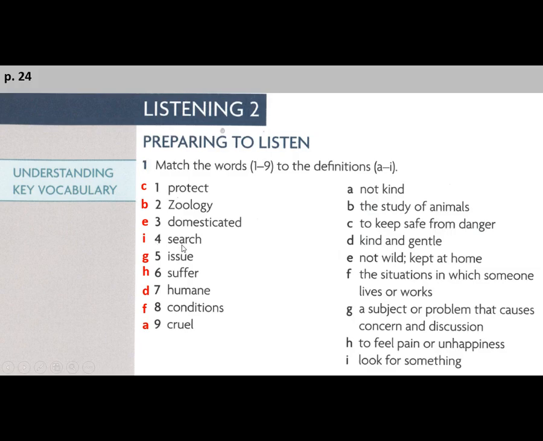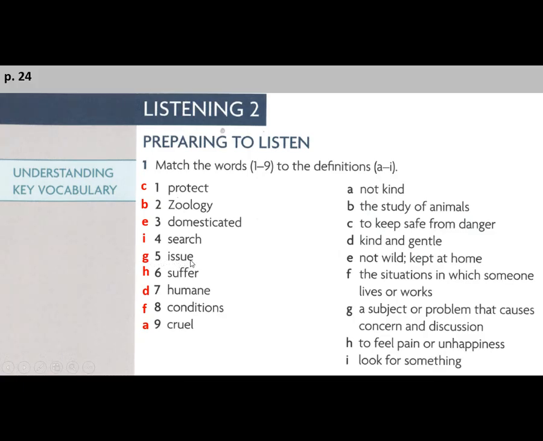The next one is search. And what does that mean? It means look for something. When you need information, you search the internet, for example. Let's look at number 5.